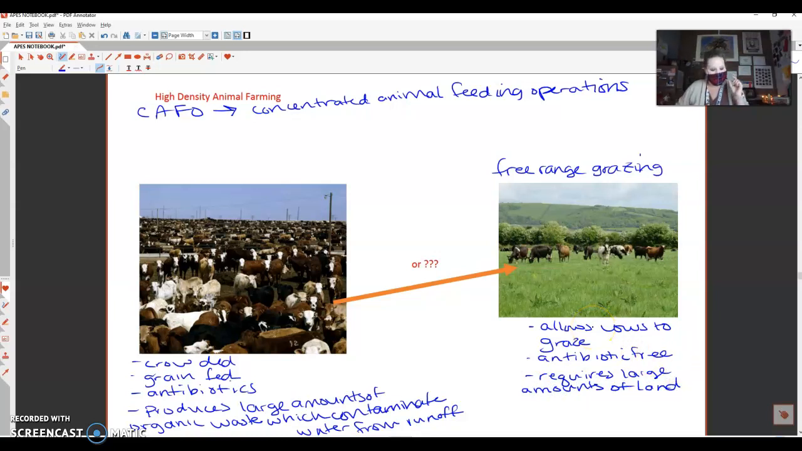The only potential issue with this is it can lead to overgrazing if you have too many cows. And the cows, when they poop, that's just natural fertilizer. Okay. So organic waste equals fertilizer.